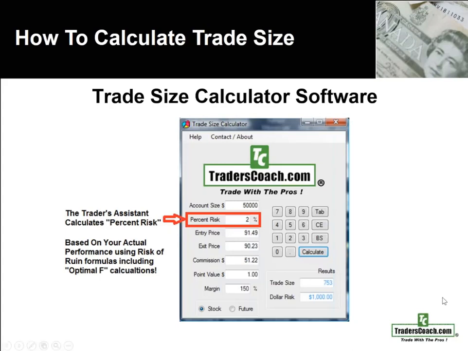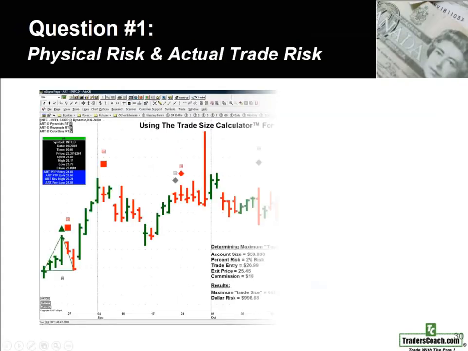So here's the trade size calculator again, and you've heard me talk about the Trader's Assistant and how it can be used to calculate the percent risk that you put in here. That's just a quick example. Now, let's go on and get into the meat of things here. So I want to arrive at a couple questions.